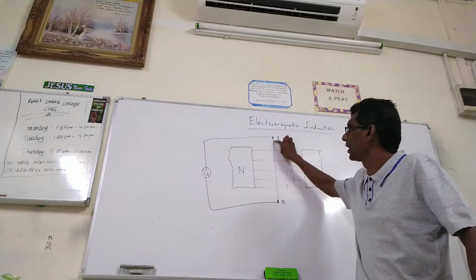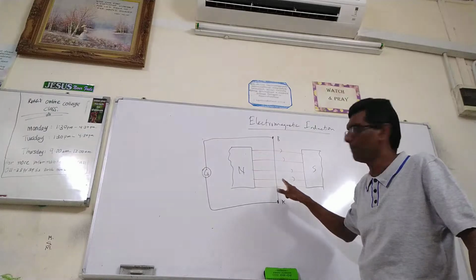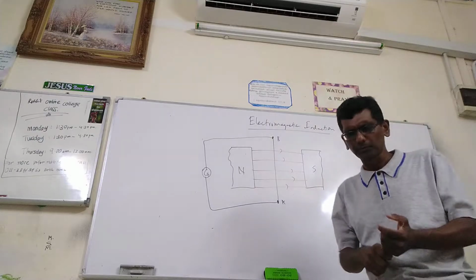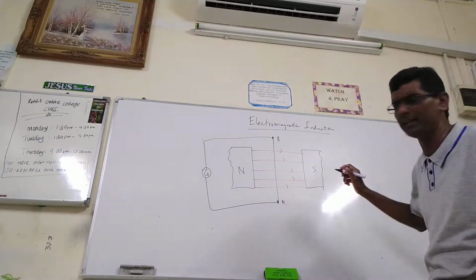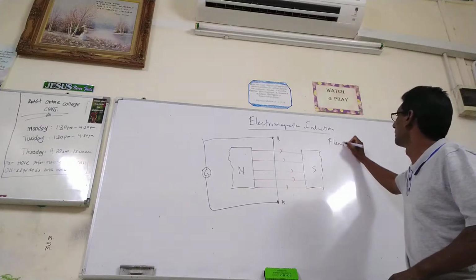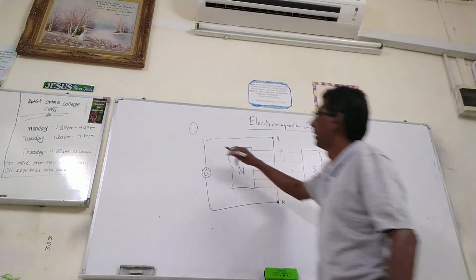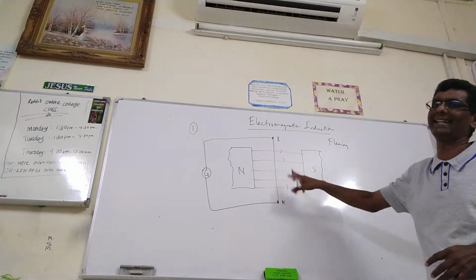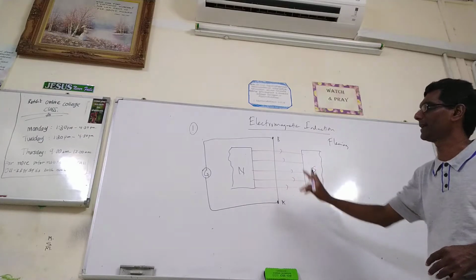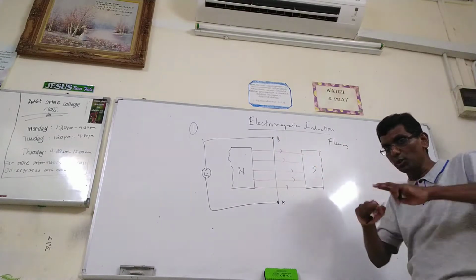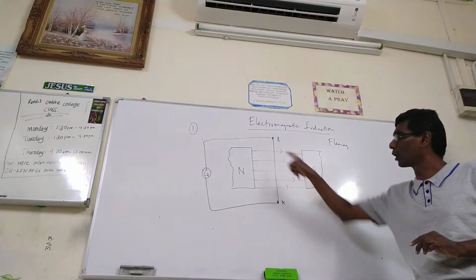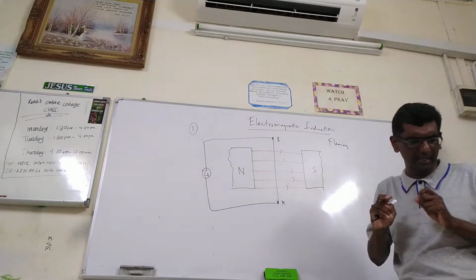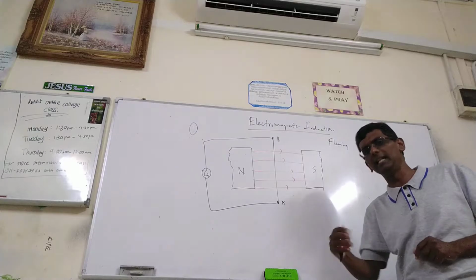Okay, wire AB is in the magnetic flux between the north and south pole. For this you must use Fleming's right hand rule. This is number one: conductor AB cuts across magnetic flux. Induced current is produced by two methods. One is a conductor cutting across magnetic flux. Number two is a change in magnetic flux linkage with the coil.